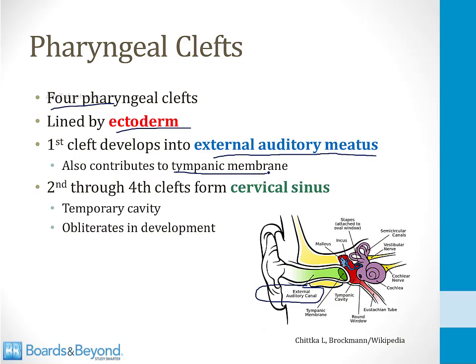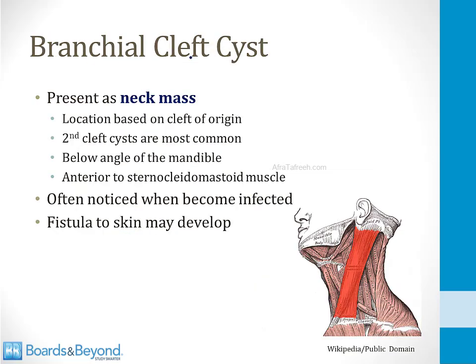And the pharyngeal clefts are fairly easy to remember in terms of what structures they form in the adult, because the second through fourth clefts really don't form anything important. They develop into a structure called the cervical sinus, which is a temporary cavity in the embryo that obliterates during normal development. Sometimes one of the pharyngeal clefts will persist after birth, and this will develop into a structure called a branchial cleft cyst. This usually presents as a neck mass.